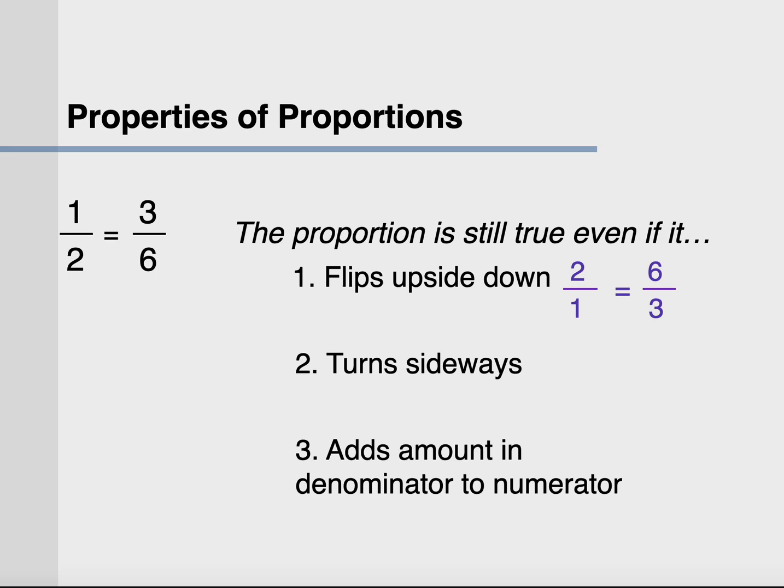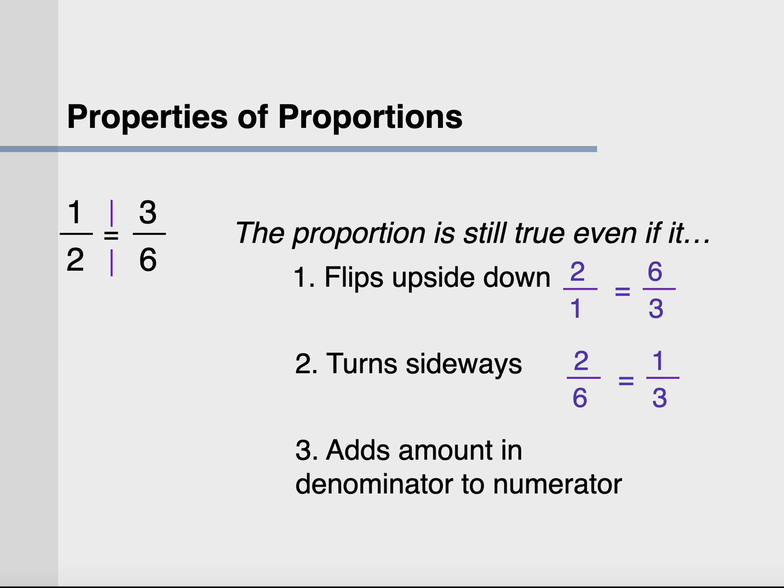Now the next one is interesting. Property 2 is that if you turn your head sideways and if you put the fraction bars here and here, it is still true. So if you write it as 2 over 6 equals 1 over 3, or if you turn your head the other way around and write it as 3 over 1 equals 6 over 2, it is still a true proportion. See how both sides simplify to 1/3.